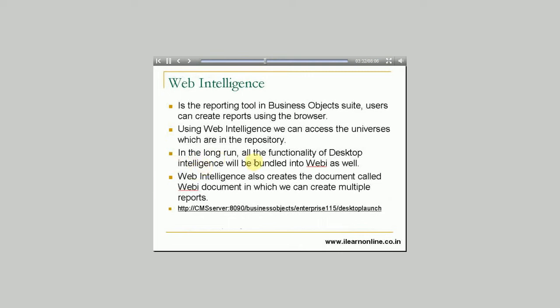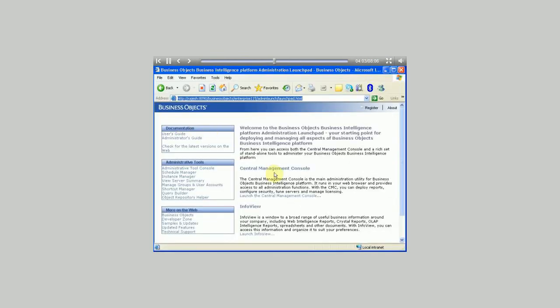For example, in Desktop Intelligence, what do we create? We create a document. Similarly, in Web Intelligence we create a document called a WebI document instead of a Desky document. It is the same: the document will contain a data layer, and the data layer can be represented in multiple reports. If you are a user who can use only WebI directly, then you won't get the link where you can see both the Central Management Console as well as InfoView.